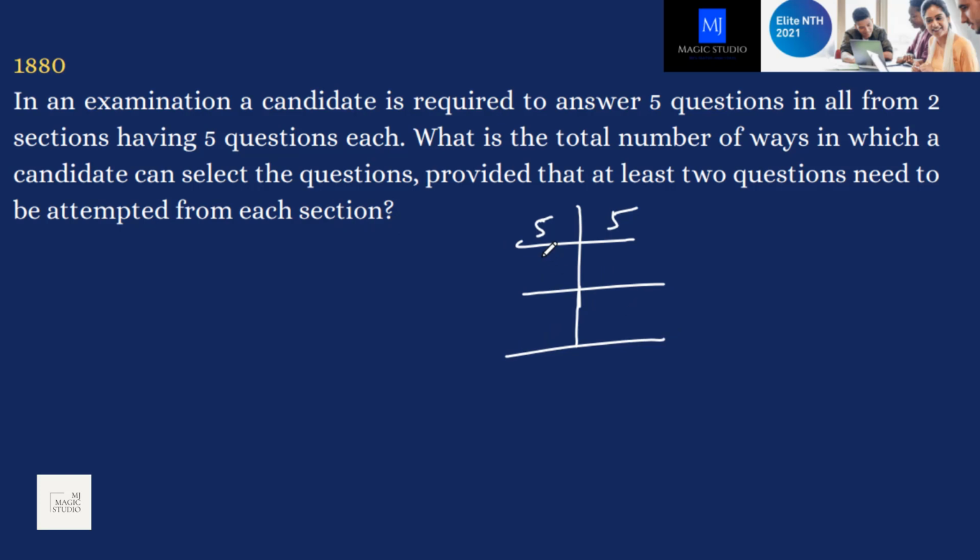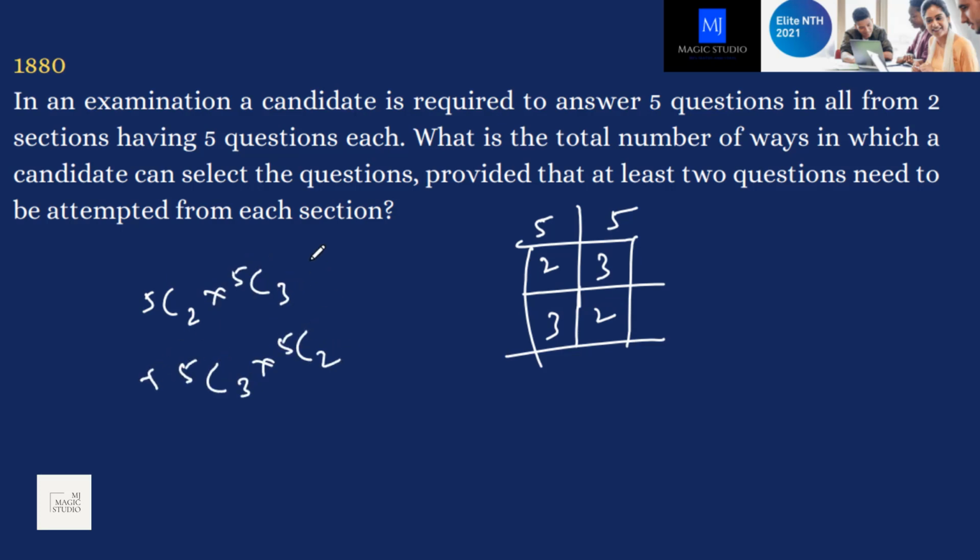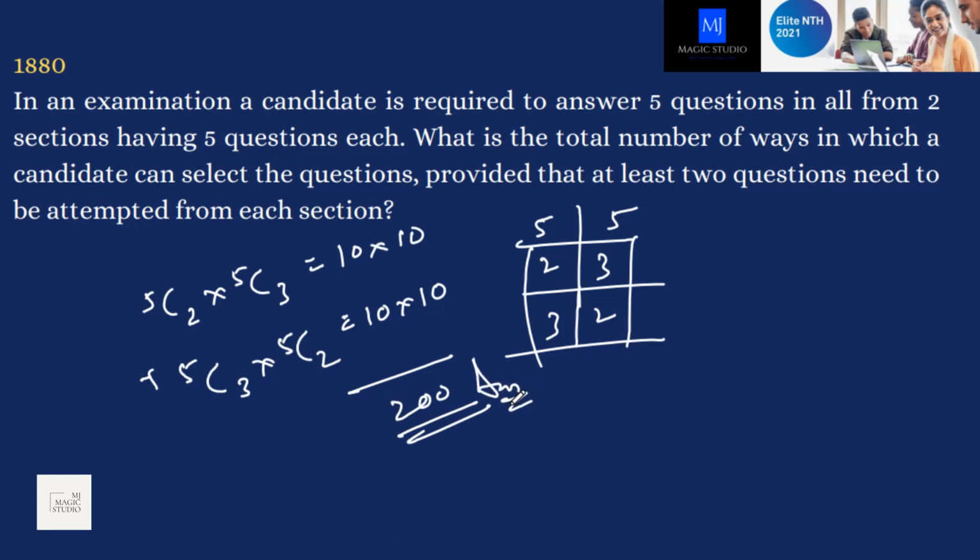That means only 2 ways it can be done: 2, 3 and 3, 2. So it should be 5C2 into 5C3 for the first one, and 5C3 into 5C2 for the second one. 5C2 is 5 into 4 by 2, that is 10, same is 5C3. So this is 100 and this is also 100. So the total number of selections would be 200.